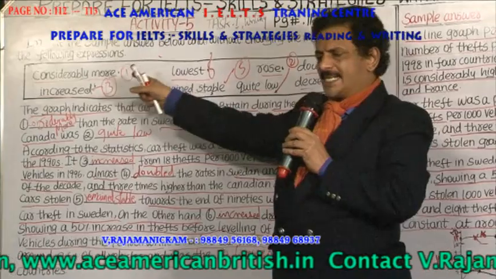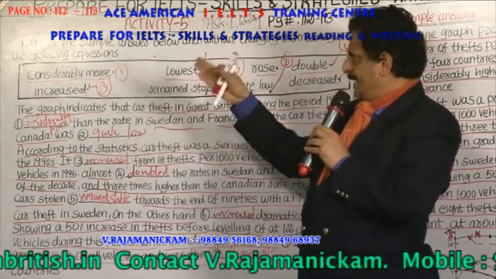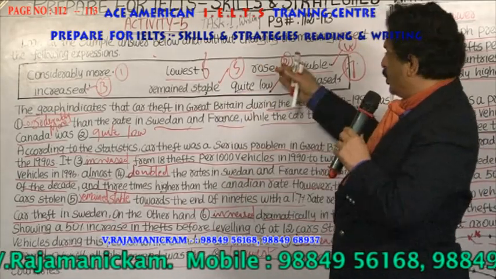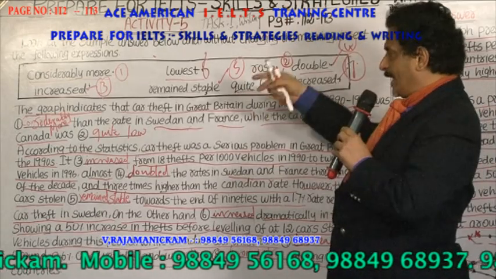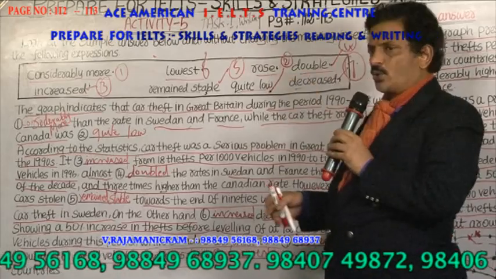வார்த்தைகளை கொடுத்திருக்கிறோம். Considerably more என்றால் என்ன? குறிப்பிட்ட அளவு அதிகமாக. Increased ஏறியது, lowest ரொம்ப குறைவாக இருந்தது, remain stable நிலைத்த தன்மையுடன் இருந்தது, rose ஏறியது, quite low கொஞ்சம் கம்மியாக இருக்கிறது, double 2 மடங்கு ஆகியது, decreased குறைந்து விடுகிறது.